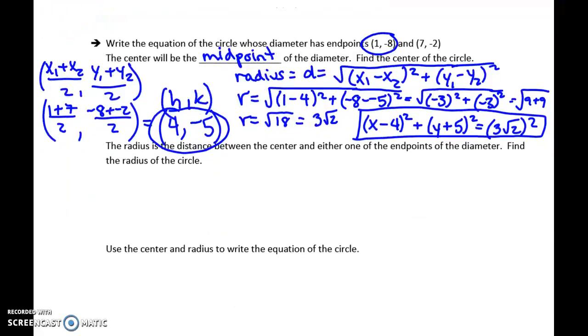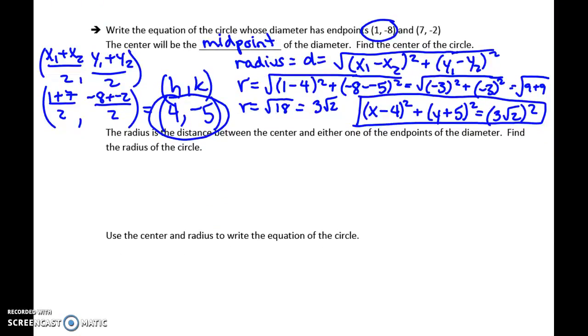So now the radius is the distance between the, oh, I should have done that. Sorry, guys. We could have done all of this work down here. That's where it was supposed to go, but y'all are smart kiddos. You'll figure it out.